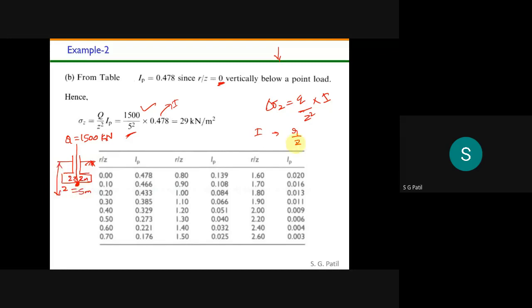So my R by Z, my R is what? 0. My R is 0. Z is anyway 5. 0 by 5 is what? 0 only. So for R by Z equal to 0, I got your influence factor as 0.478. Okay. So you simply multiply with 0.478, 29 kilonewton per meter square is the intensity of loading. Now you compare the result here. How much did I get? 29 kilonewton per meter square.